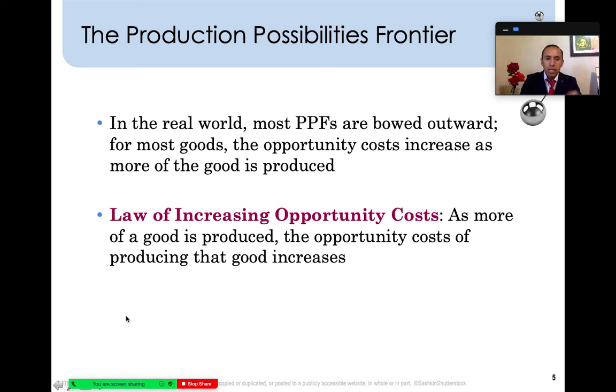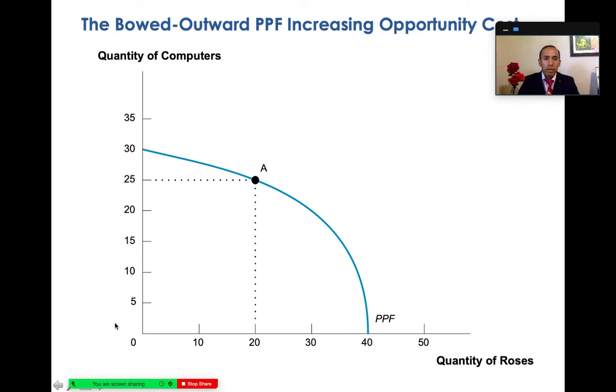So let's take a look at the case of an increasing opportunity cost PPF, and how the model can be illustrated. With a bowed out PPF model, we can illustrate important implications of increasing trade-offs, and also see other implications when it comes to economic growth.